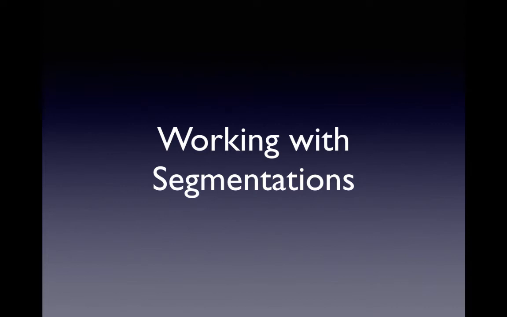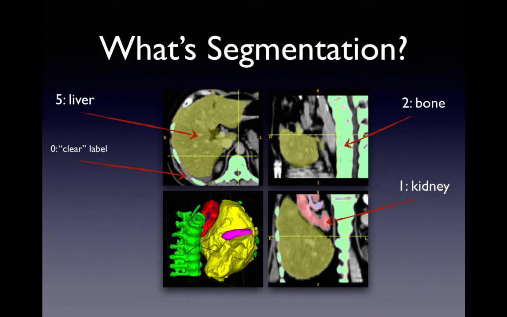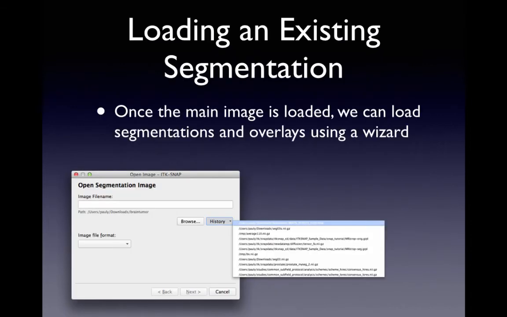So let me go on to working with segmentations. We already seen this slide, but just to remind ourselves, segmentation again is about assigning numerical labels to voxels. The background labels always have label 0, but every foreground structure that we segment, every structure of interest, is going to be assigned a different numerical label.